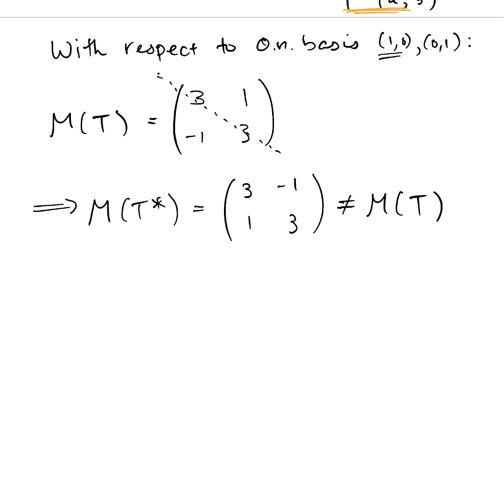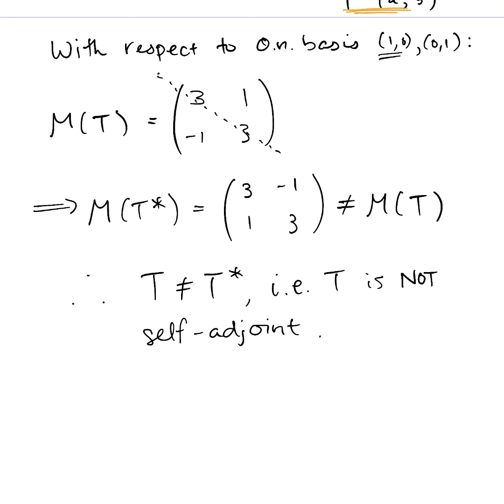So the matrix for T star is actually different from the matrix for T. So the grand conclusion in this example is, therefore, T does not equal T star. If they were equal, they would have the same matrix, i.e., T is not self-adjoint. Okay, so here's an operator that is not self-adjoint. Okay, fine.